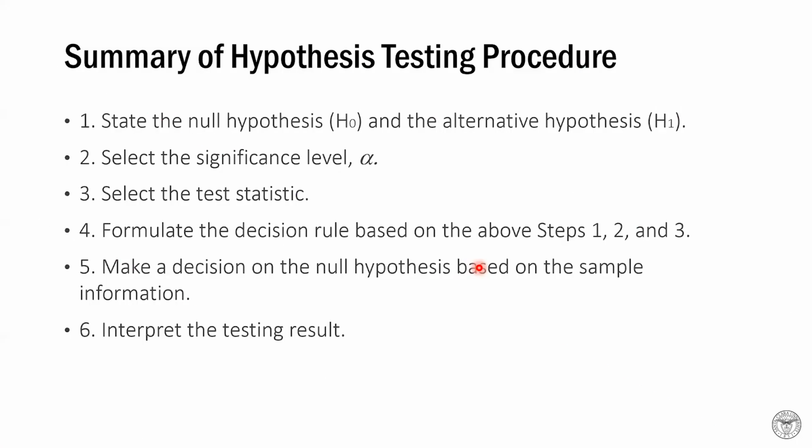In this video, we introduce the 6 steps of hypothesis testing. In particular, we first state hypothesis and select the significance level alpha, and then we select the test statistic and formulate the decision rule based on the above steps. Finally, we collect data and make a decision accordingly and interpret the testing result.